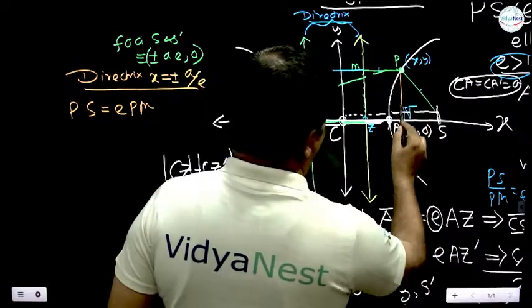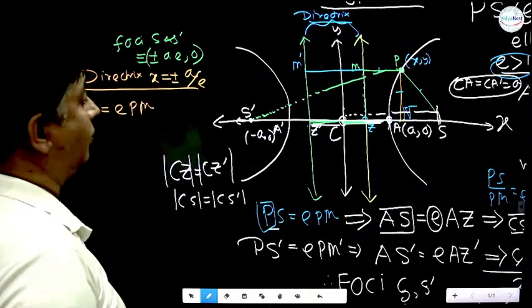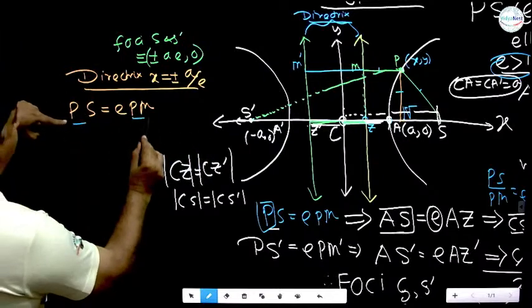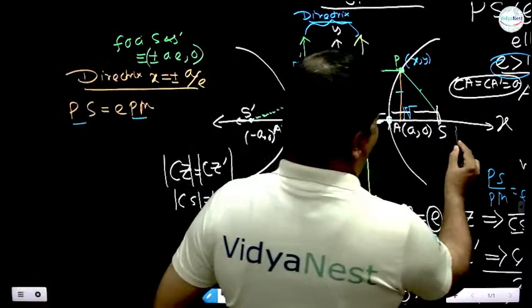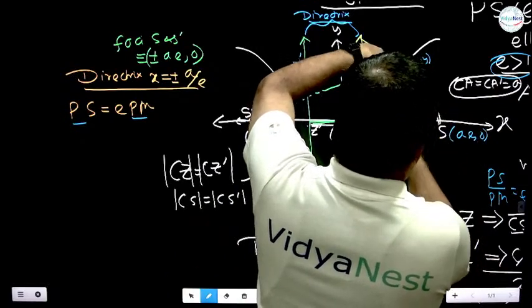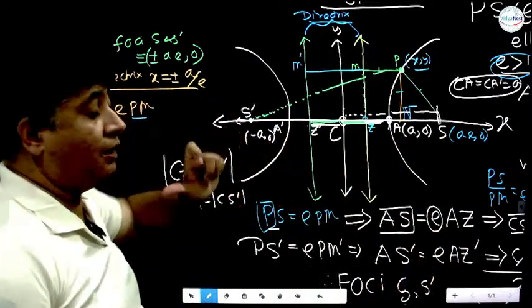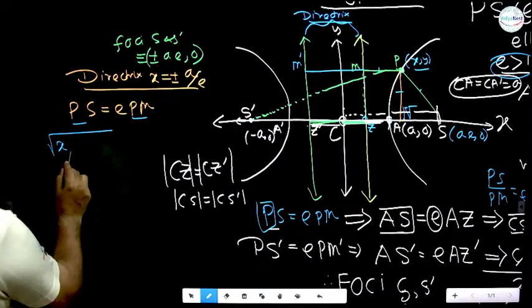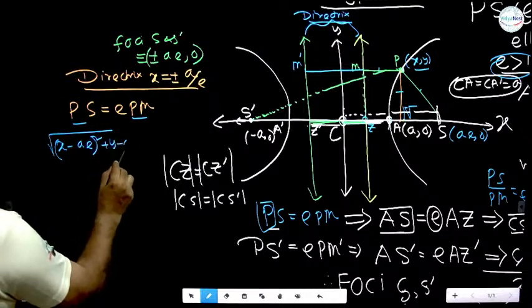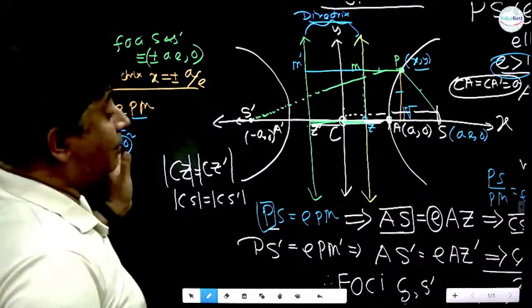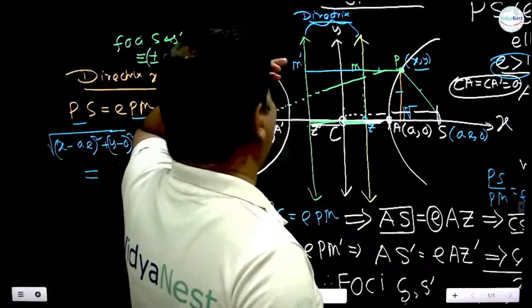Capital N, Pn, that is Pn. Now we know PS is equal to EPM. PS is what? S. Now you have got A comma 0, P is X comma Y. So PS is distance formula. In junior class you were taught PS is X minus A whole square plus Y minus 0 whole square. Okay? Okay, sir. And what about PM?